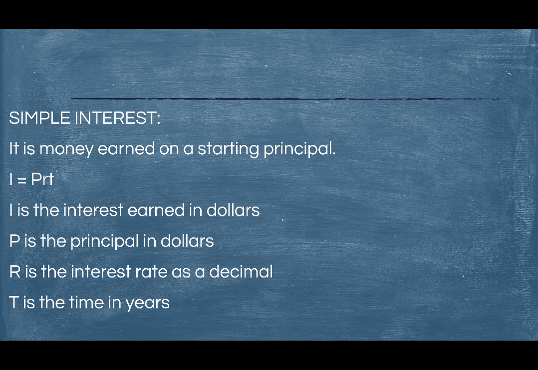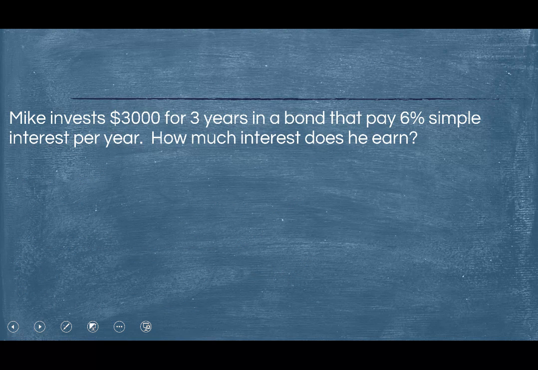So simple interest is just the money earned on a starting principal. It's I equals P times R times T. I is the interest earned in dollars, the amount of interest. P is the principal that you invested originally. R, lowercase r, is the interest rate as a decimal. T is the time in years. Again, it's a lowercase t in years. Very simple calculation to make.